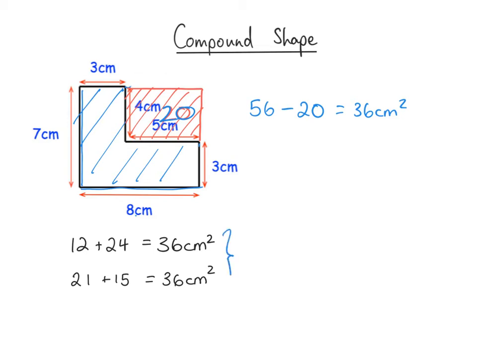These two methods are very similar because they involve splitting it into two rectangles. This one is a little bit different because it involves finding the whole thing and taking off the missing bit. It really is up to you which method you use. All three are acceptable. It's whatever makes more sense to you and whatever you find easiest.